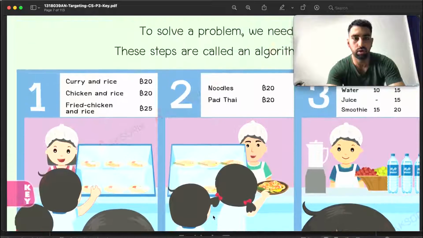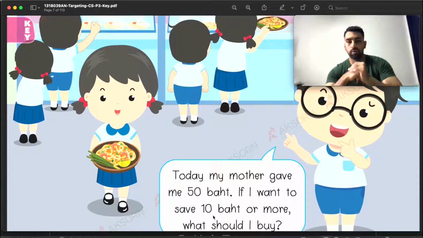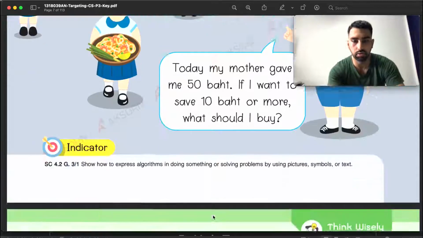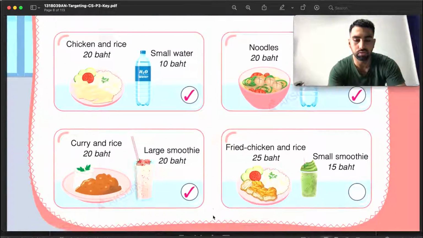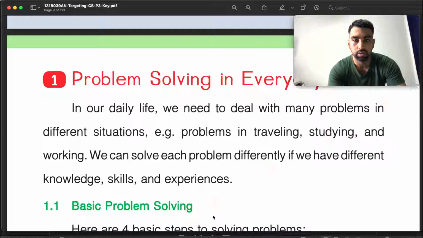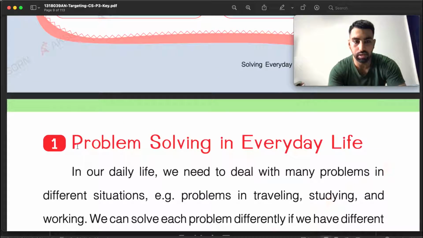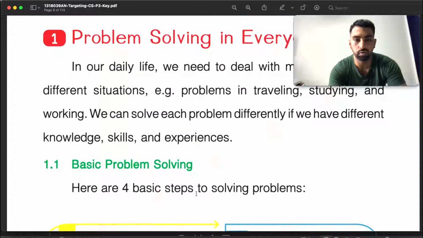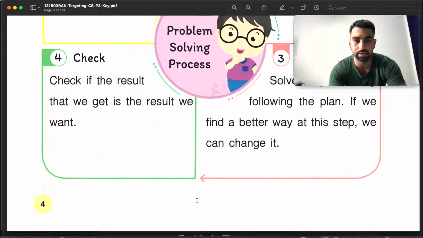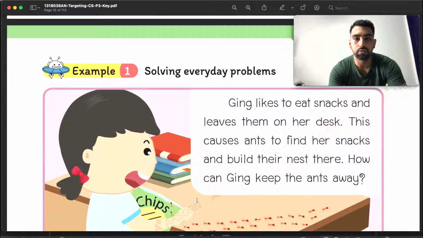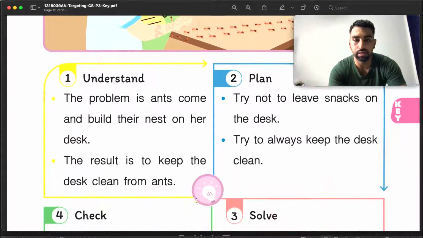Remember we studied about buying the rice, how do we buy the rice and how much it costs, how much is the price. We studied this, and then solving the problem in daily life. Number 1, what kind of problem we had in daily life. First, number 1 we understand, number 2 we plan, number 3 we solve, number 4 we check. And that is solving the problem in daily life.